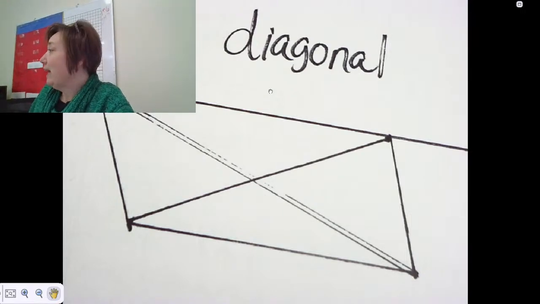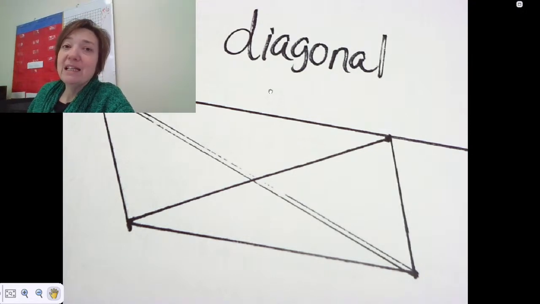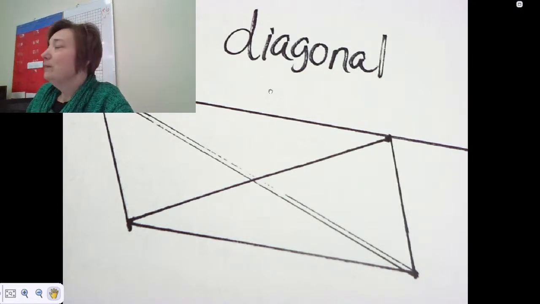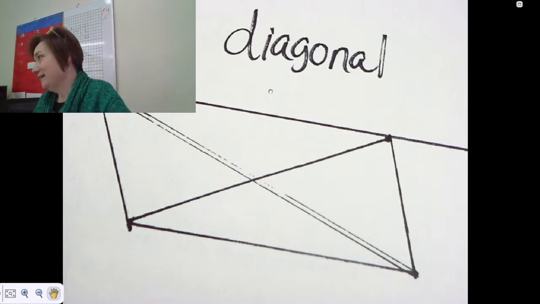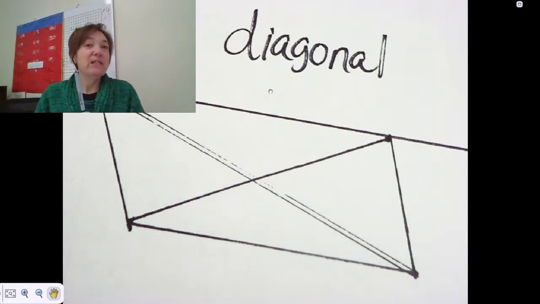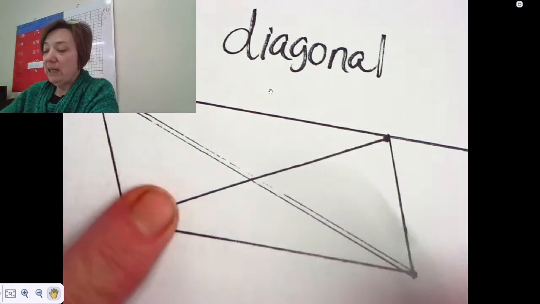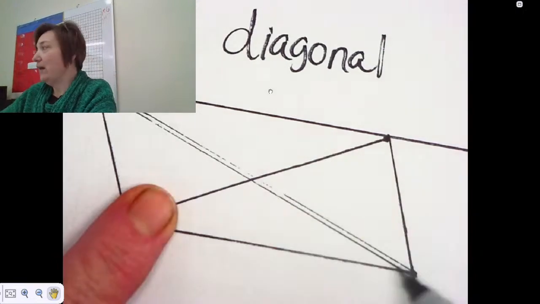They cut each other in half. What is the geometry word we use for cutting things in half? It is bisect. Thank you, Layla. Bisect is what we use to cut things in half. It bisects it, right? So this diagonal bisects that diagonal.